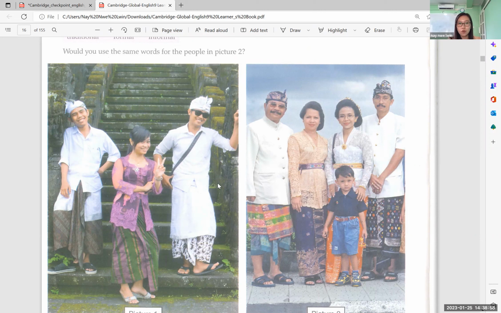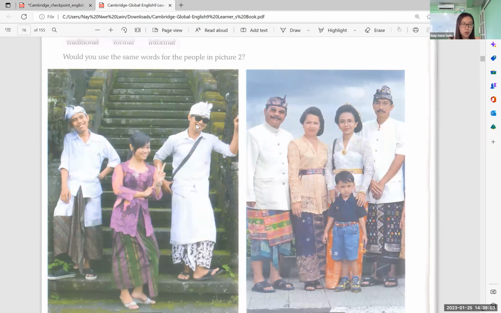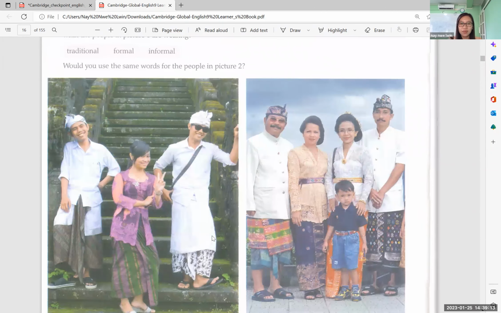So we can see the two photos here, right? And we can also see the three words: traditional, formal, and informal. So which words can describe each of the pictures? Look at the first one. Which words will be appropriate to describe them? Traditional, formal, or informal? Which one will you choose?